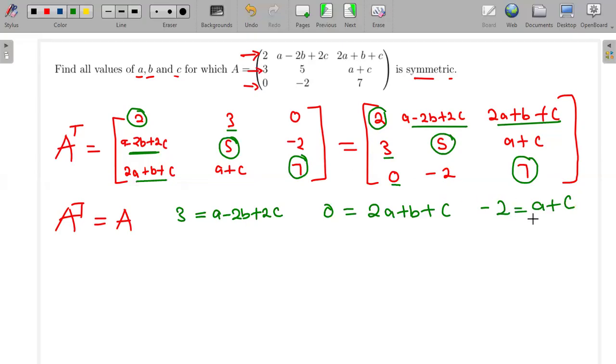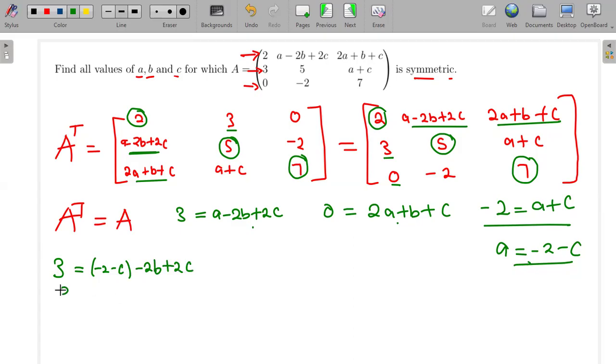So let's start, first of all, by making one of these the subject of the formula in this equation here. Let my A be equal to, so I'll just get this C, take it to the other side. So it will be minus 2 minus C. So this is my A. And then I get this A and put it into this formula and this formula. So for the first one, it will be 3 is equal to, where there's A here, I put minus 2 minus C, and then minus 2B, and then plus 2C. This will be my equation 1. Here I can remove the brackets, so it will be minus 2 plus C, minus 2B plus 2C.